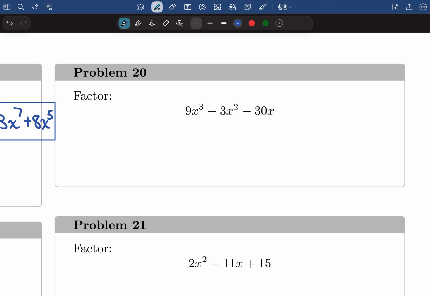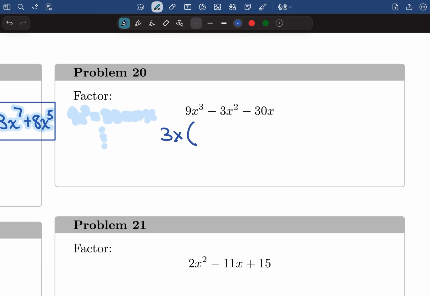In fact, the GCF is, you could create a list. You could be like 9x cubed. That breaks down into 3 times 3 times x times x times x, right? You could go through the list process. That's great. A lot of students say that really helps them. Some of you are getting so good that you can see the GCF right out. So in the end, the GCF of these three terms is 3x. That is the GCF that I observe.